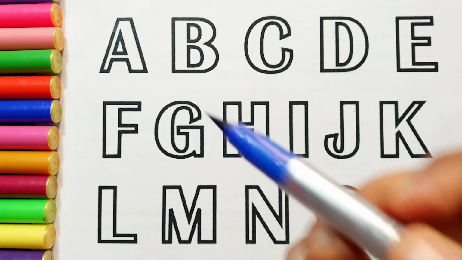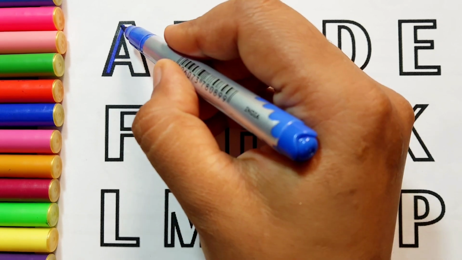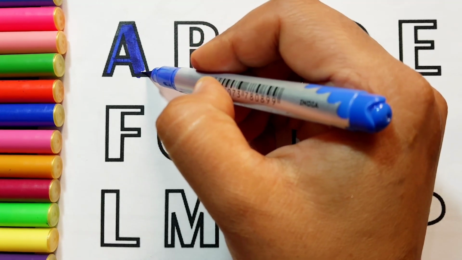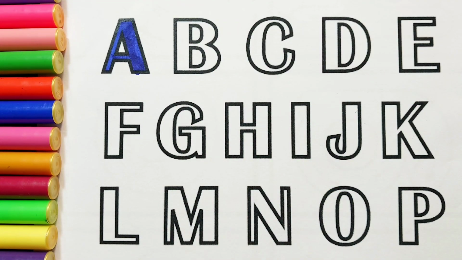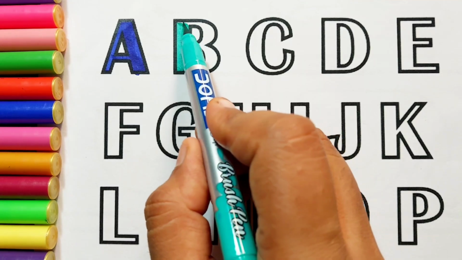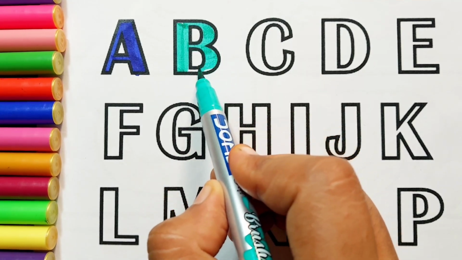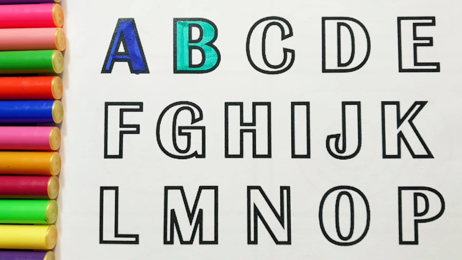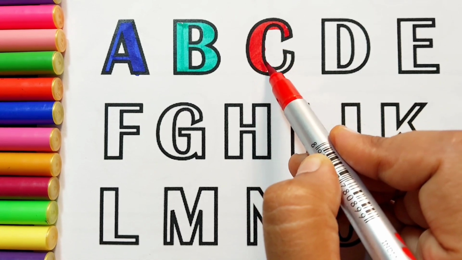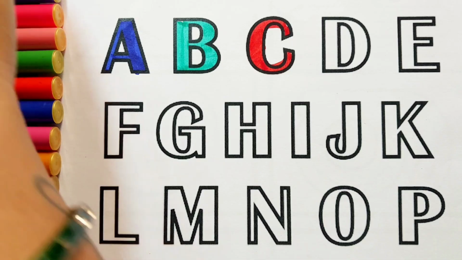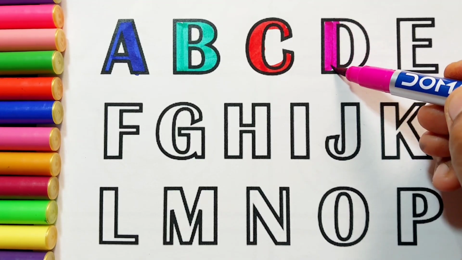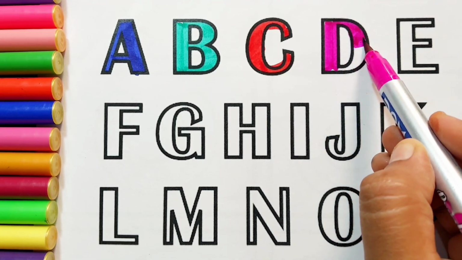Let's start. A for apple. B for ball. C for cat. D for donut.